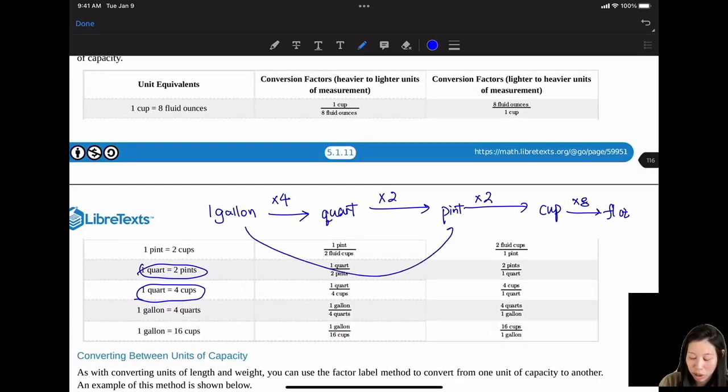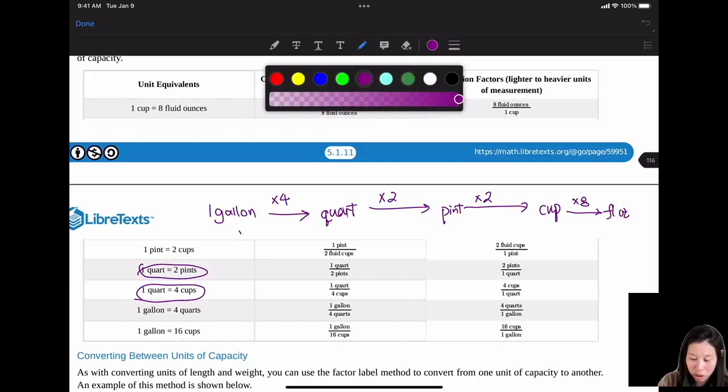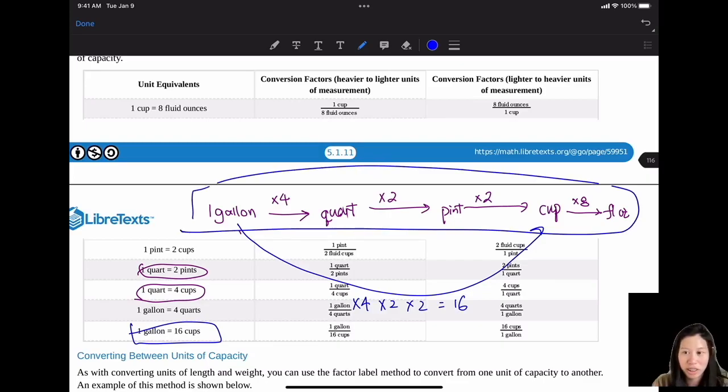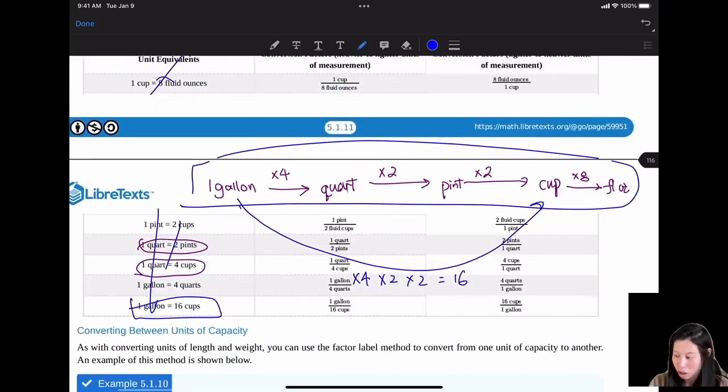So 1 gallon equals how many pints? Well, you times 4 and then times 2, so totally times 8. So that's why 1 gallon equals 8 pints. Or the other way, 1 gallon equals how many cups? So here you need to times 4 and then times 2 times 2. You totally need to times 16. So that's why 1 gallon equals 16 cups. As long as you know this conversion chain, you don't need to remember all of this, because you know how it works.